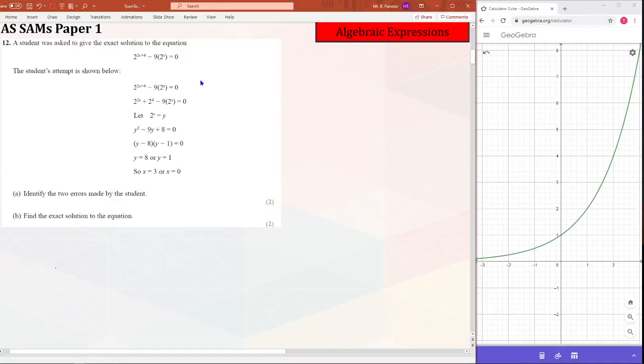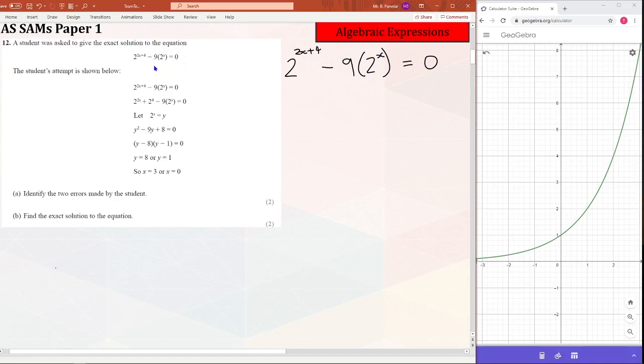For this question, we've been asked to look at a student's attempt to answer this question. So I'm going to start by answering the question, and then we'll go and answer part A and part B. So we have 2 to the power of 2x plus 4 minus 9 multiplied by 2 to the power of x is equal to 0.